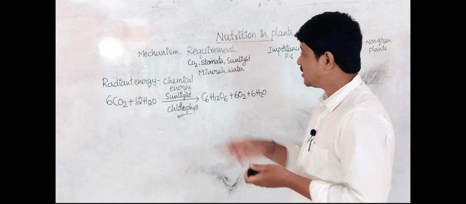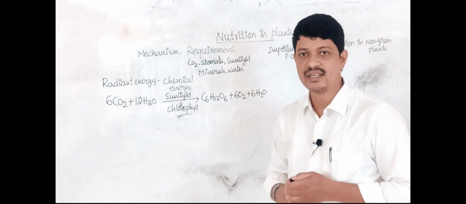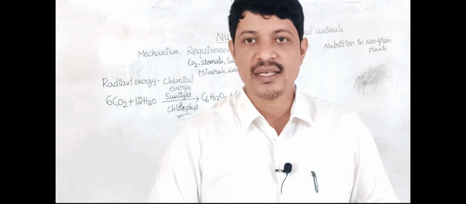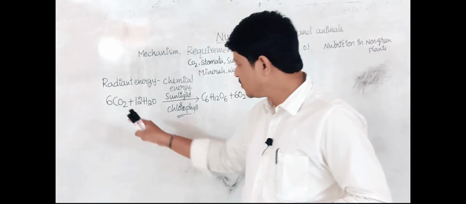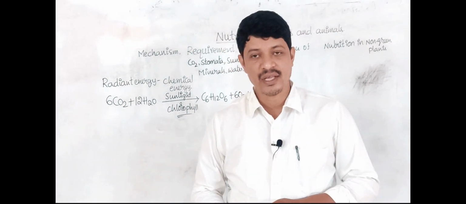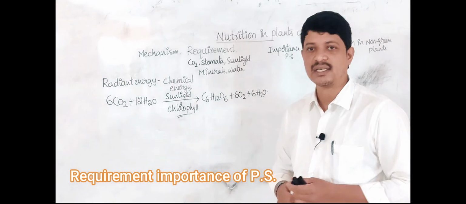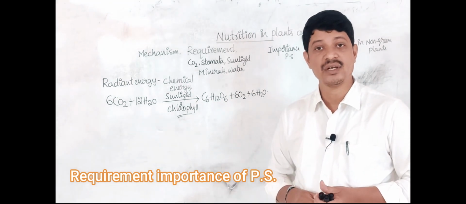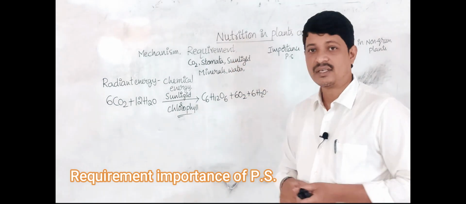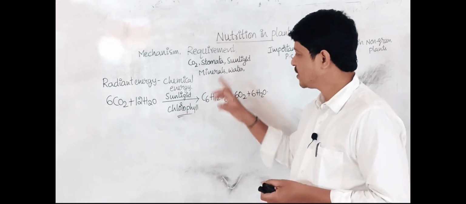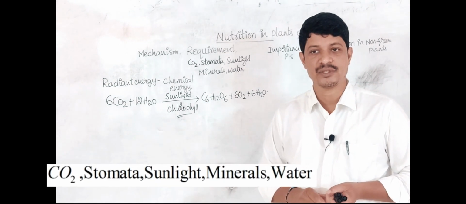Now we are going to discuss the requirements. Already we have discussed these requirements. So what are the requirements for the photosynthesis process? First, carbon dioxide is required for photosynthesis, and the second is stomata. Sunlight is also required. Minerals and water are also required for the photosynthesis process.